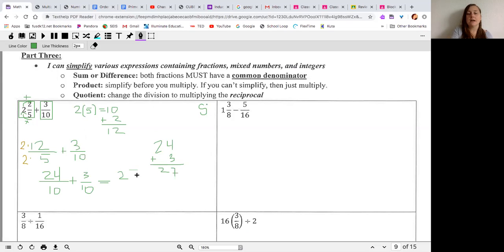And we do not add the denominators together. They stay the same. So my final answer is 27 over 10. You can convert that to a mixed number, but again, it is not required.